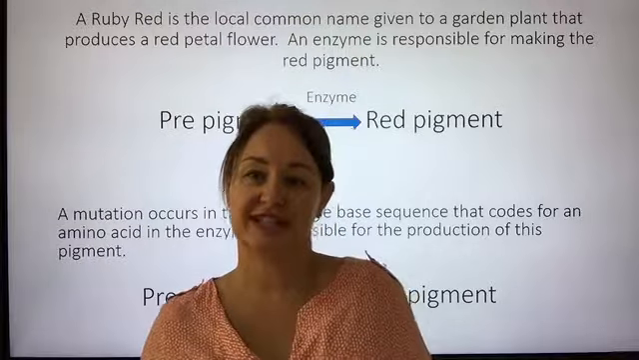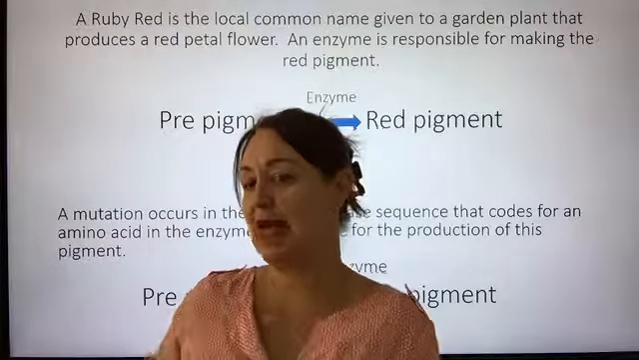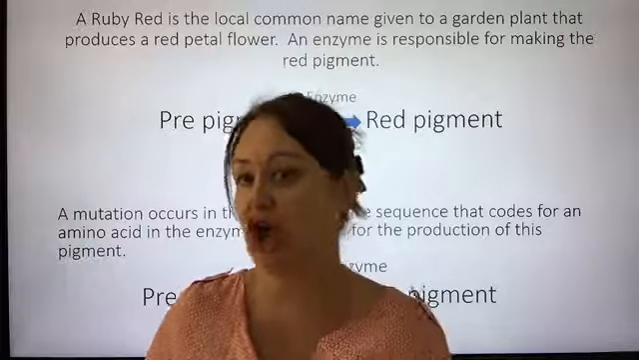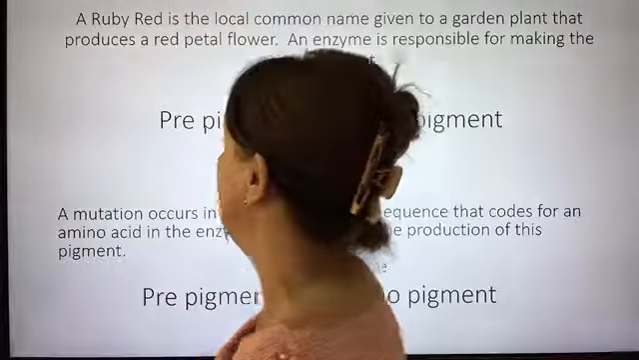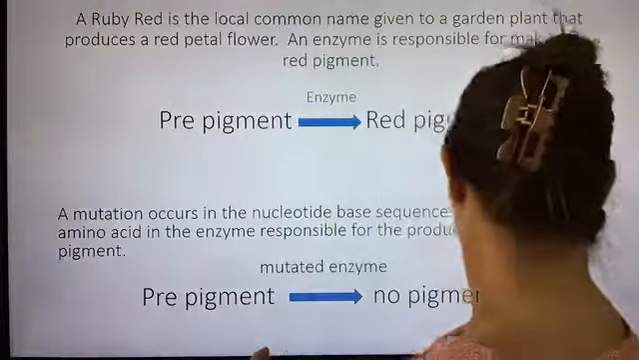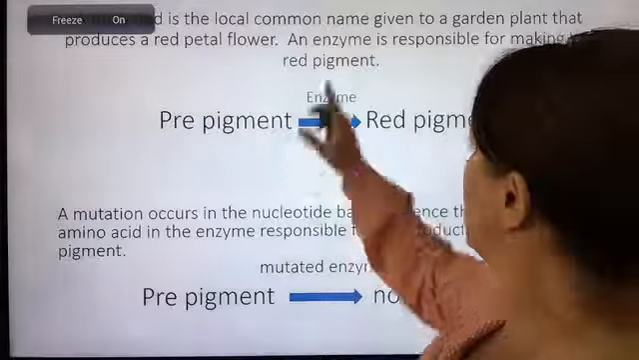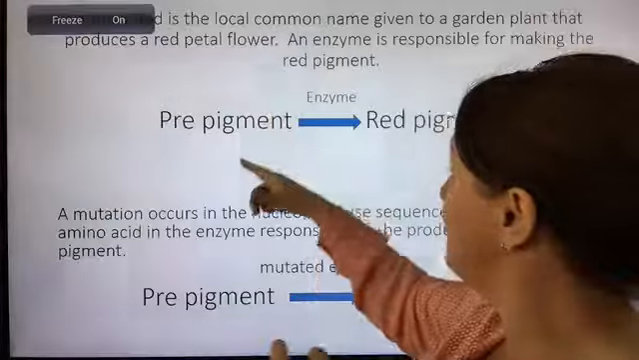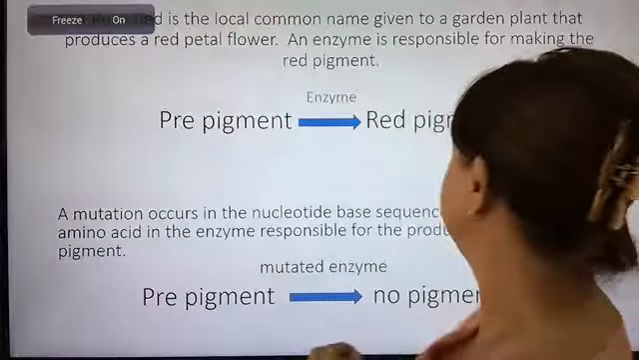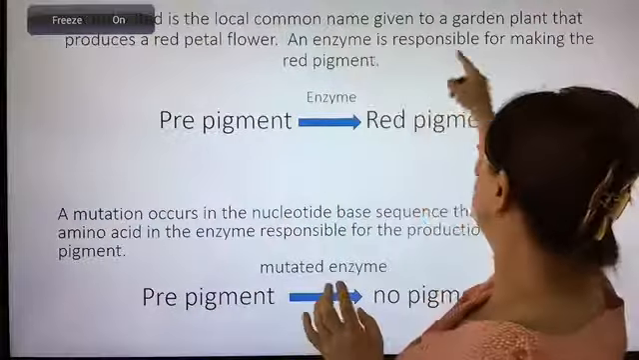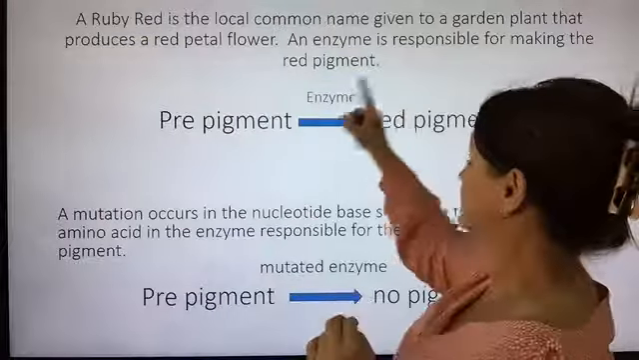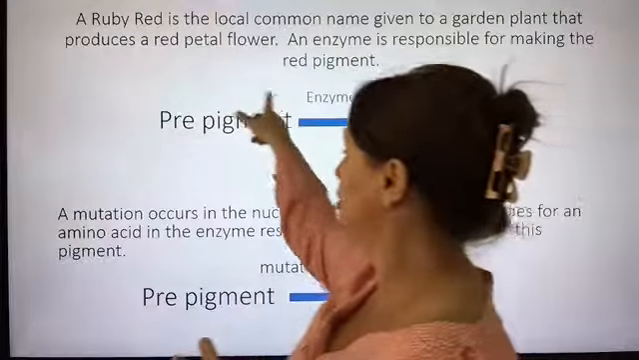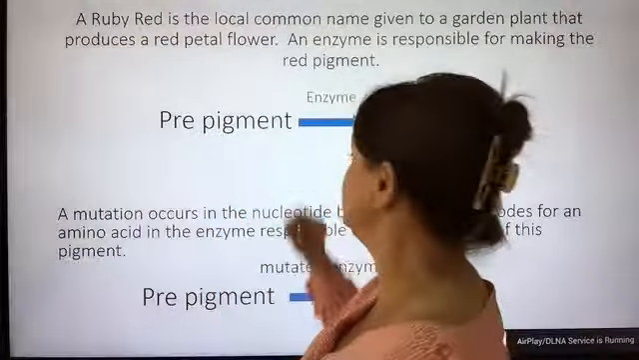Now we're going to look at this example of a plant. We're looking at the petal colour of the flower that the plant produces. It says a ruby red is the local common name given to a garden plant that produces a red petal flower. And it's an enzyme that's responsible for making the red pigment. So we've got this molecule that we're just going to call a pre-pigment.